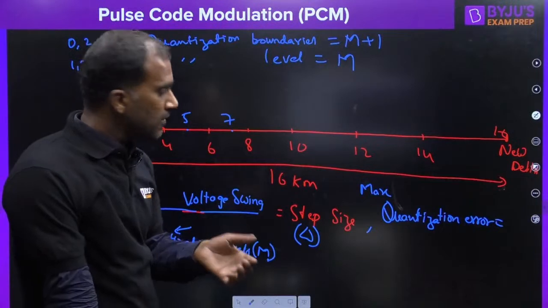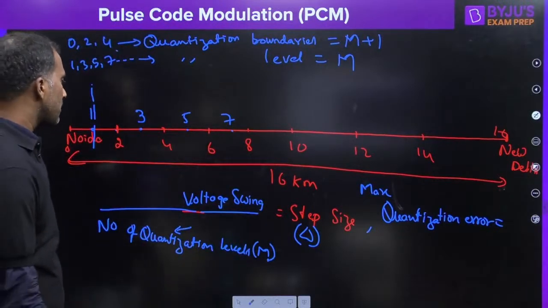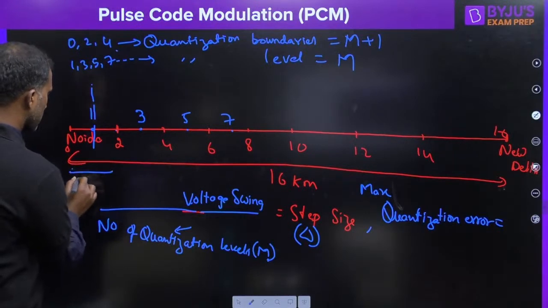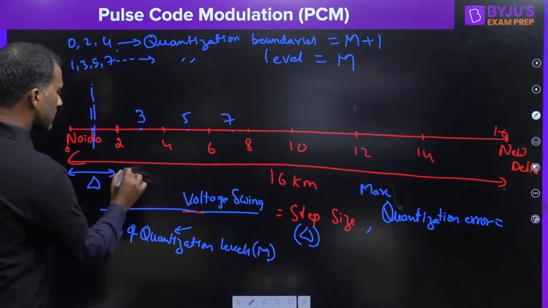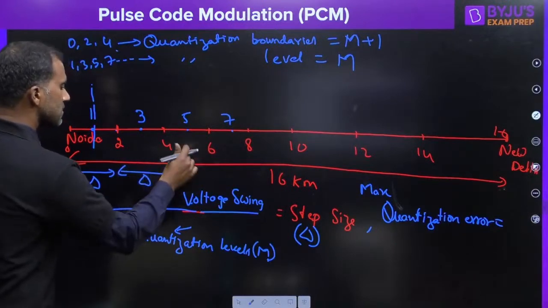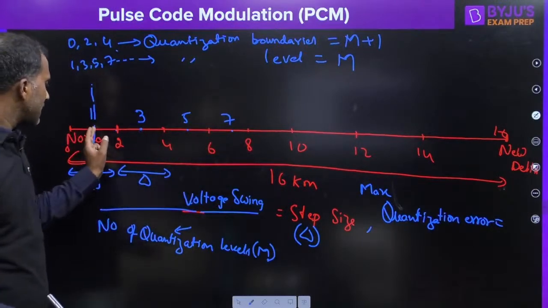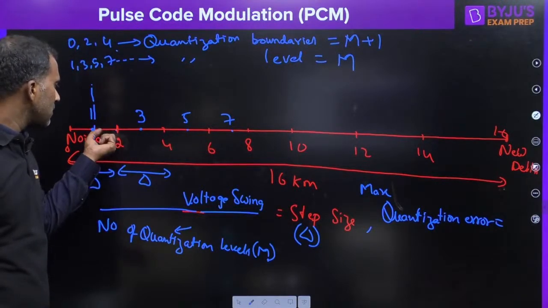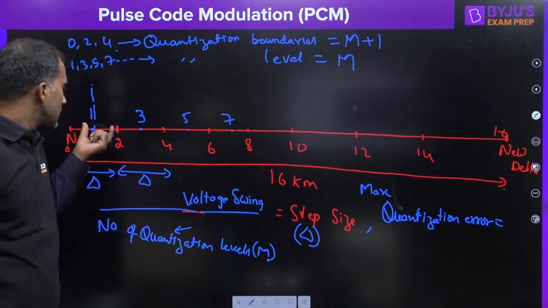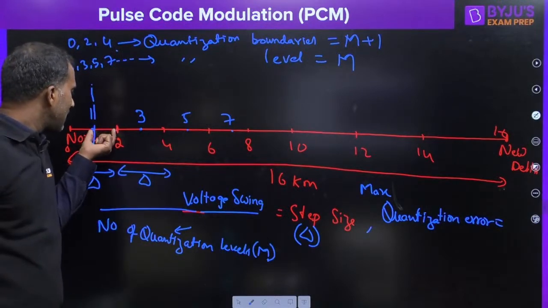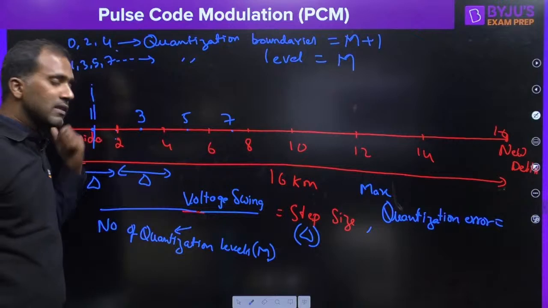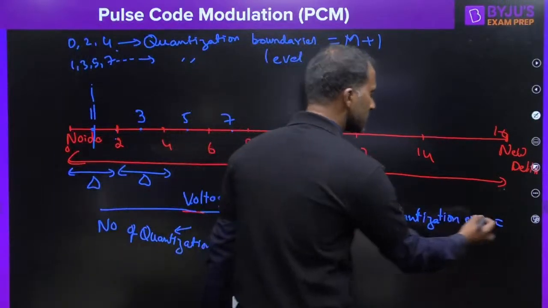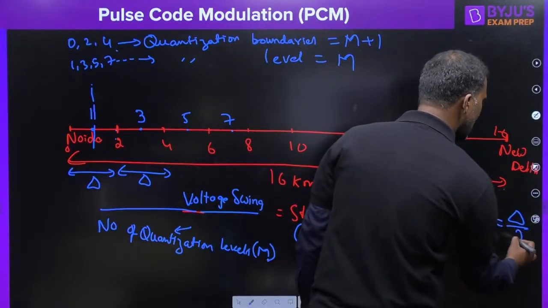Let me generalize. What is the general value of maximum error possible? If this is the step size, this is delta, and this is also delta. The midpoint we are selecting as the quantization level. So the distance from the midpoint to the next quantization boundary gives the maximum error possible, which is half of the step size. So maximum quantization error is equal to delta by 2.